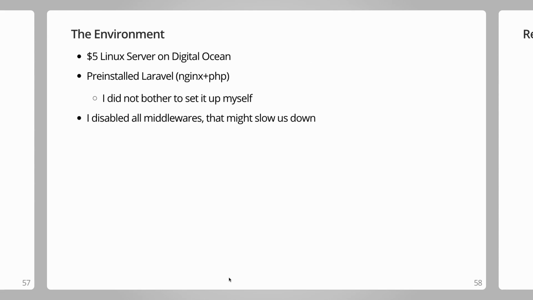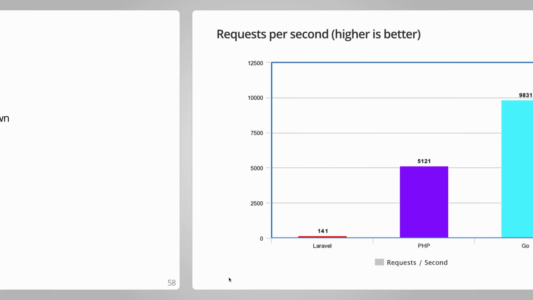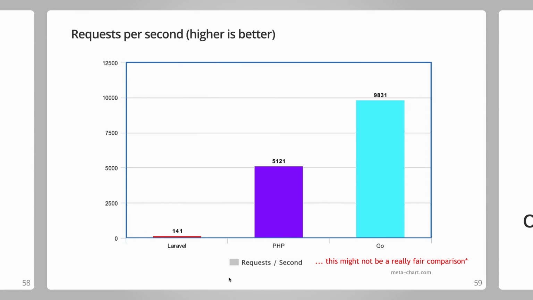I've created a Linux server on DigitalOcean with Laravel pre-installed. I disabled all middlewares to get rid of the stuff that can make requests slow. And then I ran a benchmark which requested an endpoint that returns a simple JSON object. So here we can see a chart measuring the requests per second the server was able to fulfill. We can clearly see that Go is super fast, actually 70 times faster when compared to Laravel.